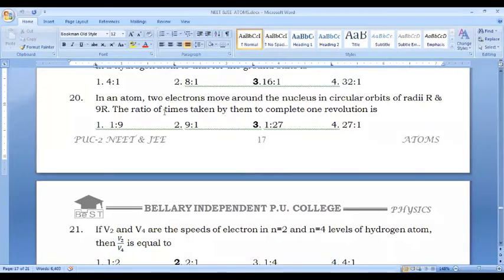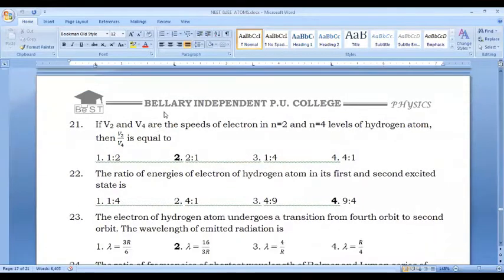Next, question number 21. V2 and V4 are the speeds of the electron in the second and fourth orbits, the n is equal to 2 and n is equal to 4 levels of the hydrogen atom. Then find V2 by V4.